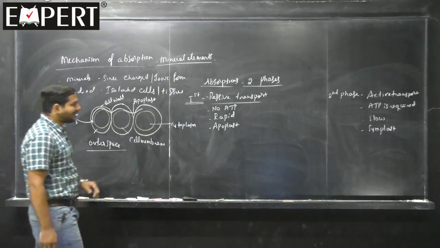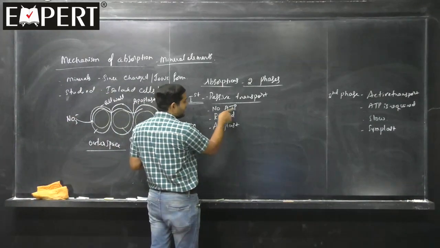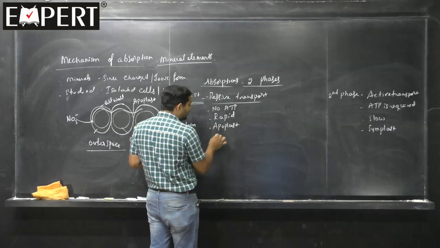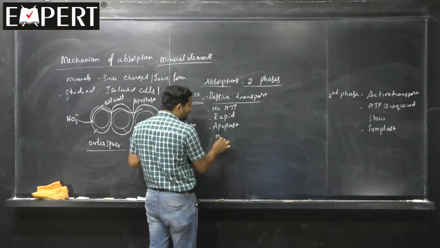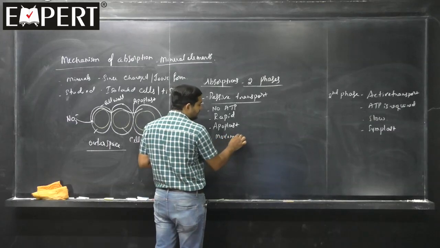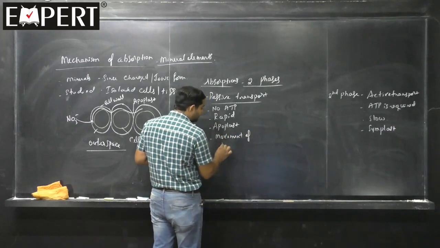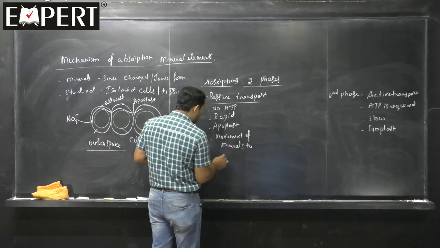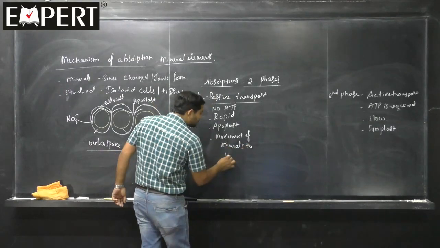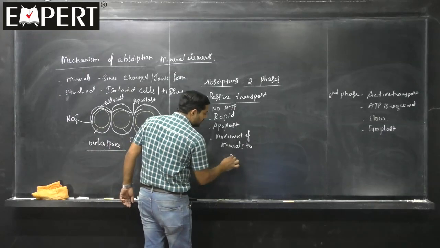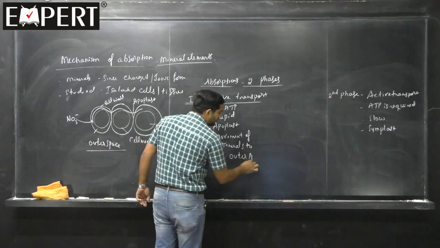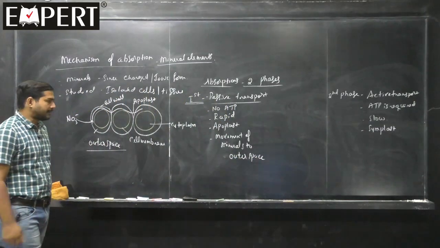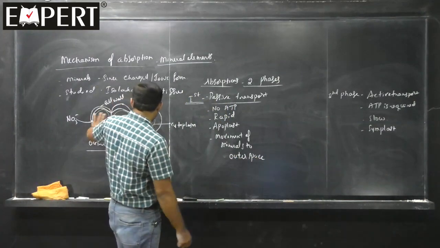So I will write here now. No ATP required. It's a rapid process. It's by apoplast, and there will be movement of minerals to the, tell me, outer space, to the outer space. Clear students? Okay. Now that's the one part over.